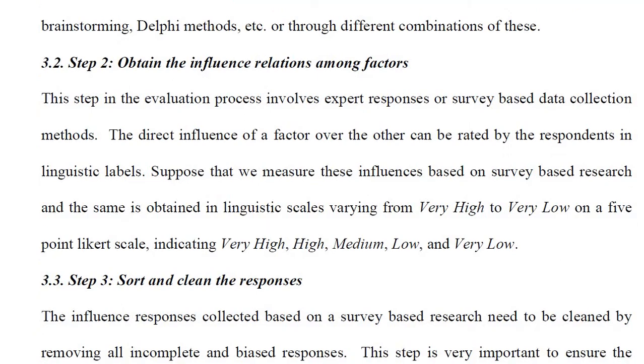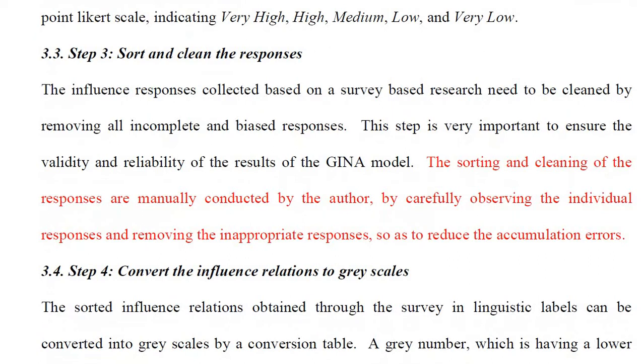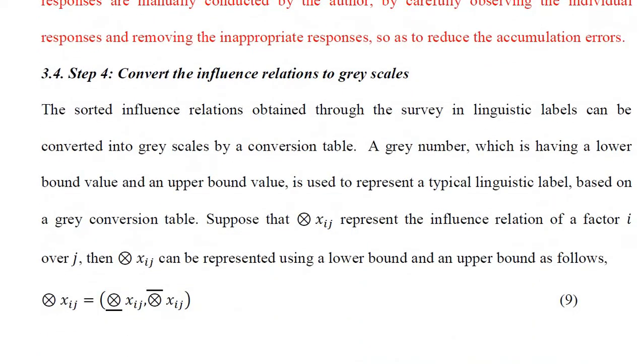Now we can clean the responses. This is a very important step. I already told you that if you include biased responses in the study, it will critically affect the results and conclusions. Okay, so next, convert the influence relations into gray scales. So how will we be converting that?